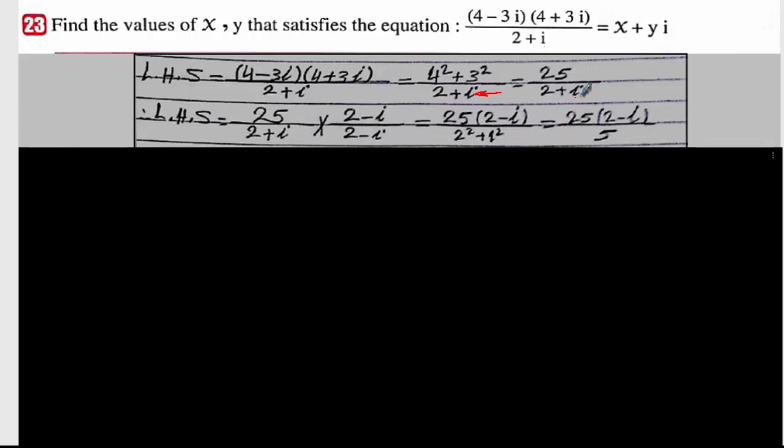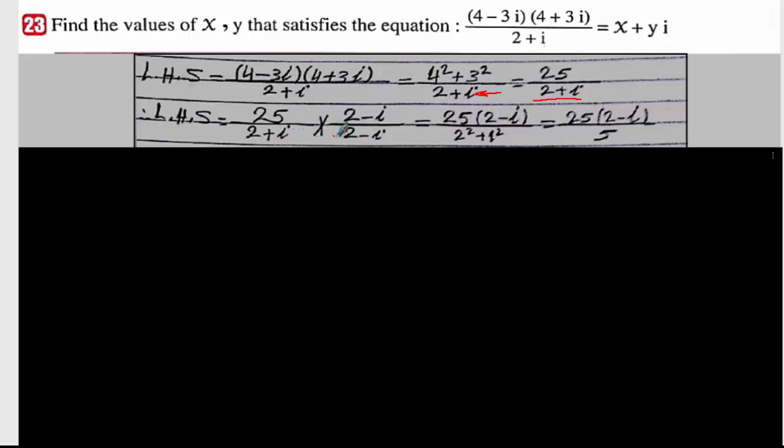Now what is the conjugate of the denominator? Here we have 2 plus i. Its conjugate equals 2 minus i. So multiplying up and down by 2 minus i, we have 25 over 2 plus i multiply 2 minus i over 2 minus i. The numerator is 25 multiply 2 minus i.